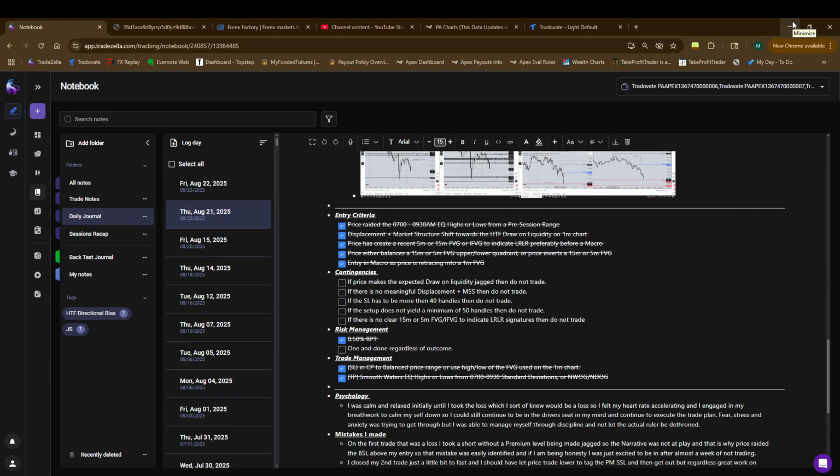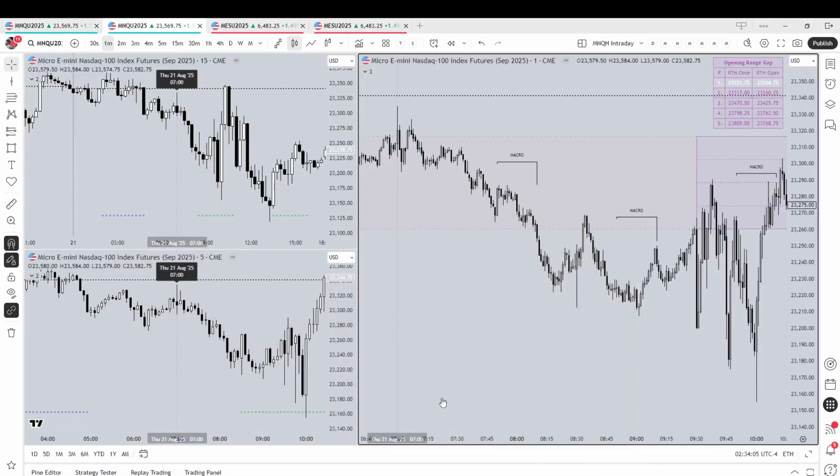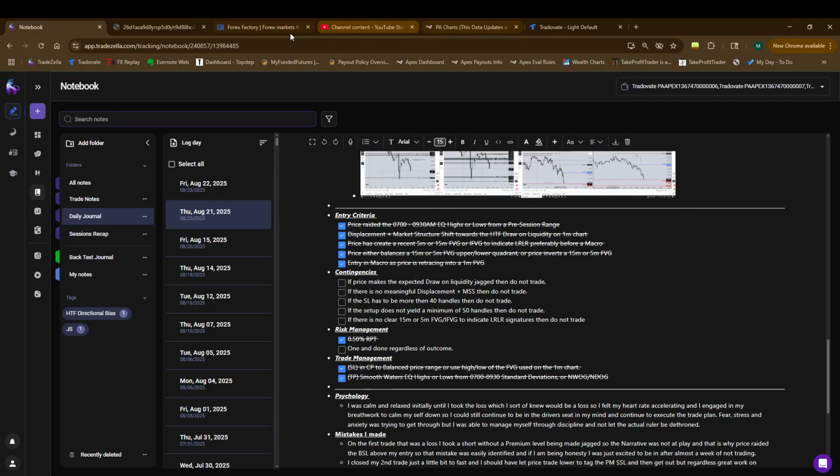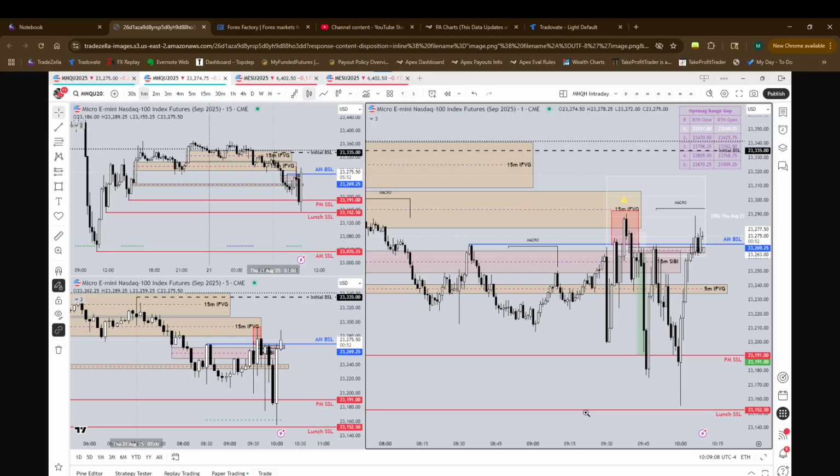Okay, enough psychology talk, I guess you could say. Let's go to the charts now. Let's bring up this image right here. So what we're looking at is how price traded up into this. Okay, I see where I took the loss right here. Price traded up into this AM buy side liquidity, raided that, traded up into this lower quadrant of this 15-minute inversion fair value gap, and then made a displacement lower.